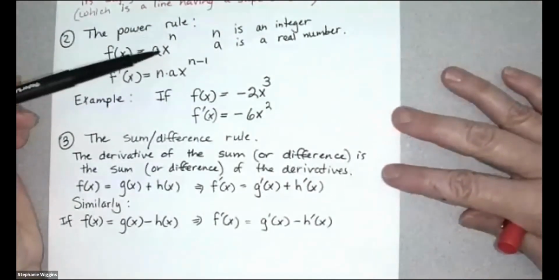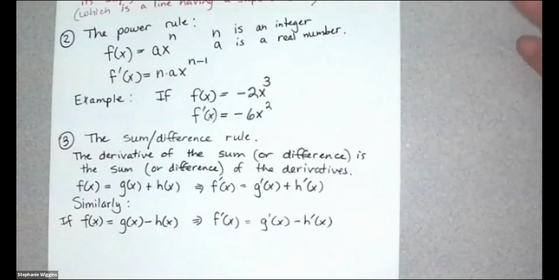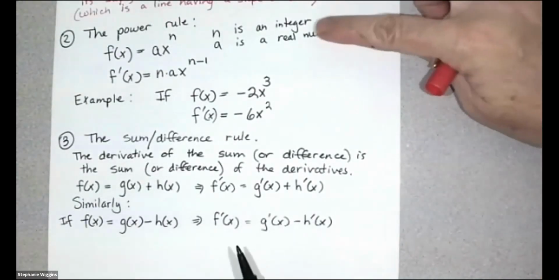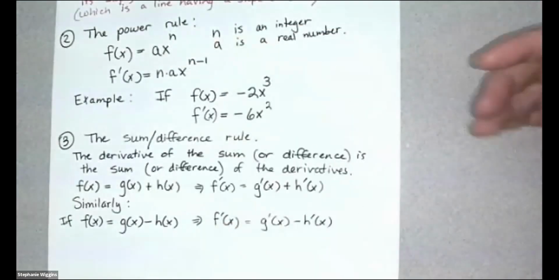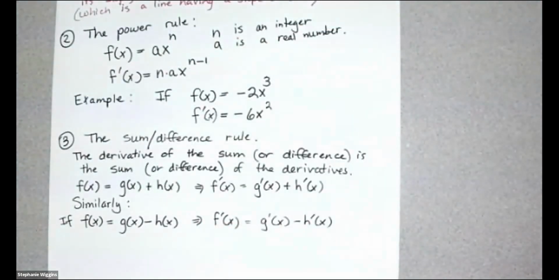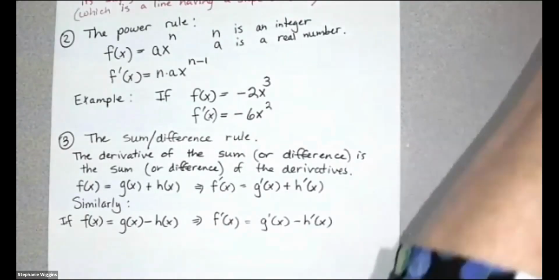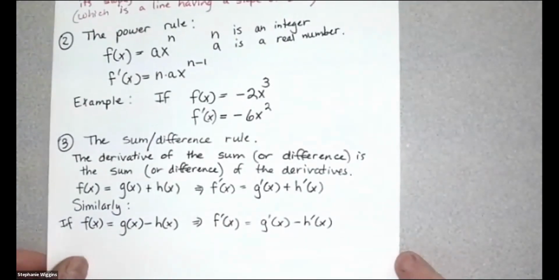So that helps if you have various powers on x added or subtracted together like a polynomial. These three, the power rule, the sum rule, and the difference rule, together help us find the derivative of a polynomial. So let me show you some examples.